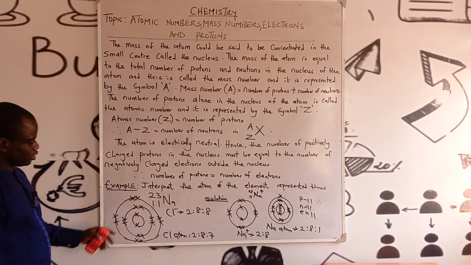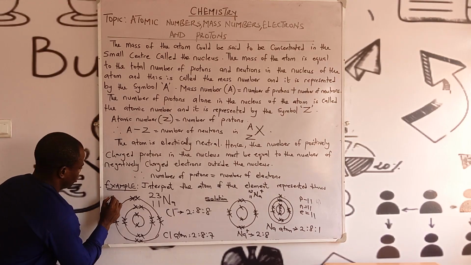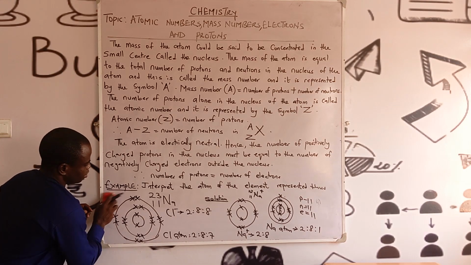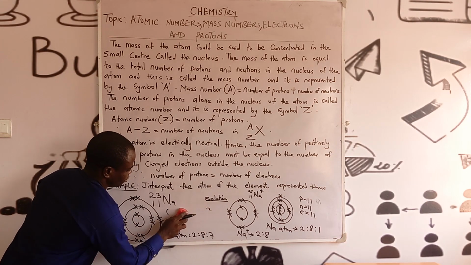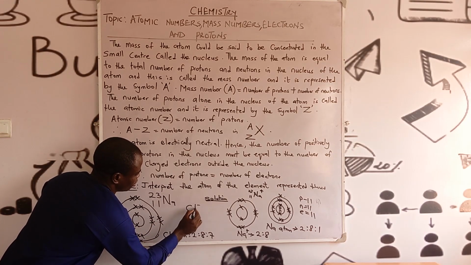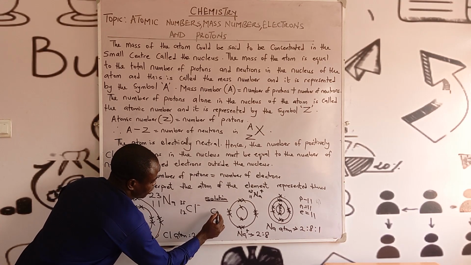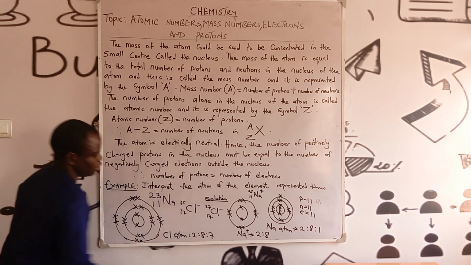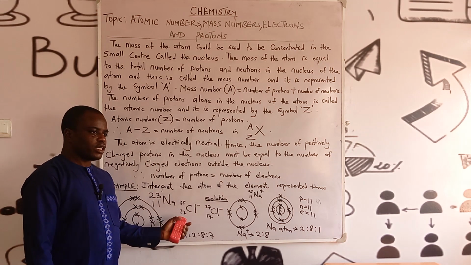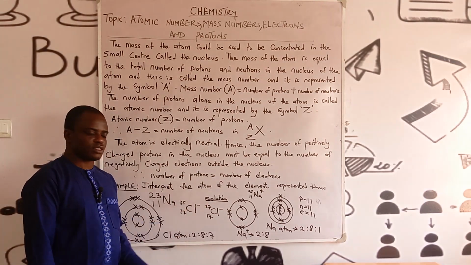Now you come to chlorine. Chlorine has 35 over 17 and 37 over 17, which are isotopes. Chlorine is an isotope. Isotopes are elements that have the same atomic number but different mass numbers.